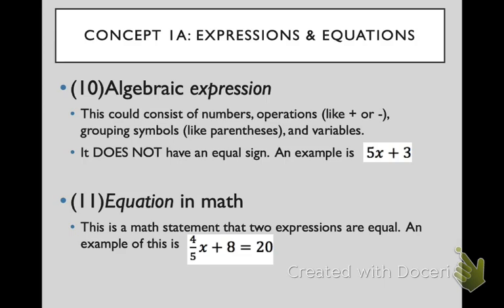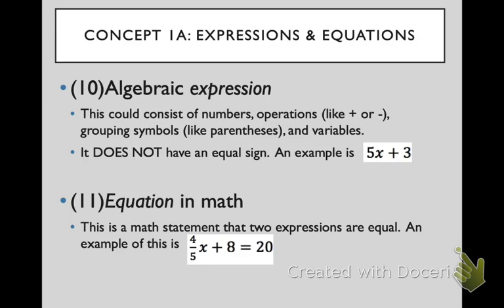An example of a math expression is 5x plus 3. Notice there is no equal sign, because when you have an equal sign, then you have something different. You have an equation. An equation in math is a full statement that shows that two math expressions are equal. So an example of this would be 4/5 x plus 8 equals 20. It is crucial that you understand and can recognize the difference between algebraic expressions and equations in algebra.